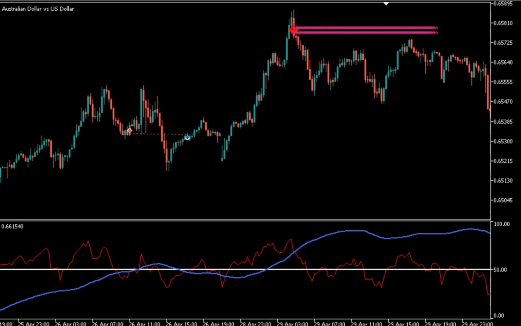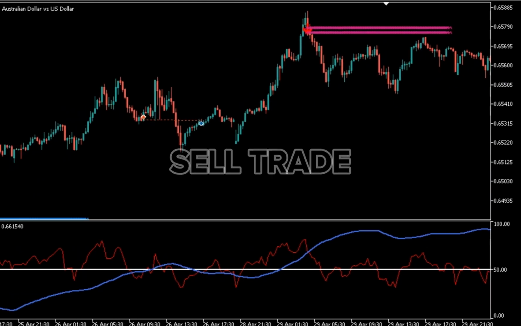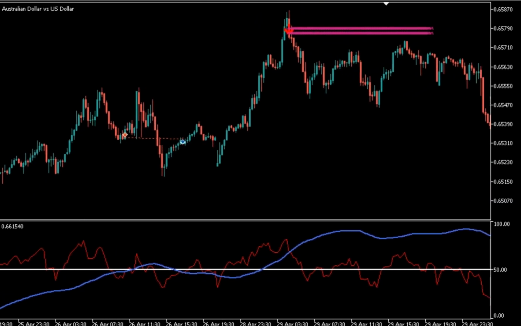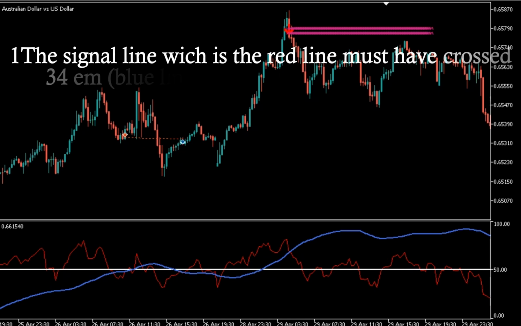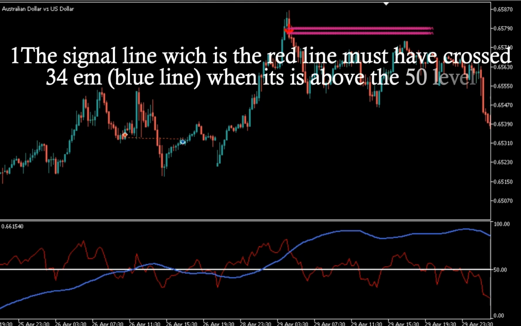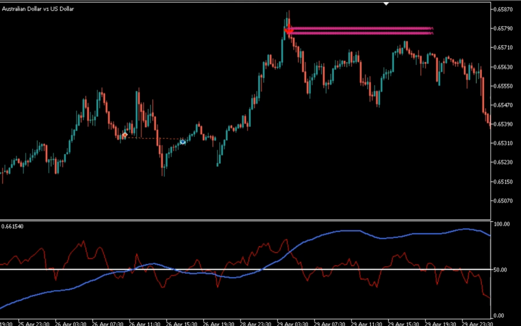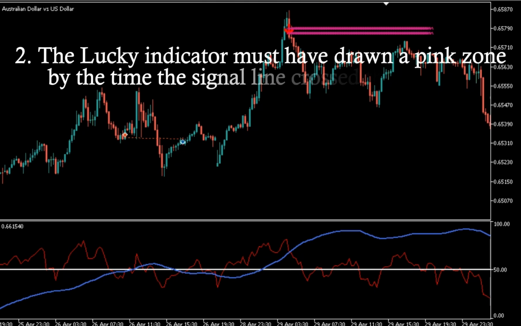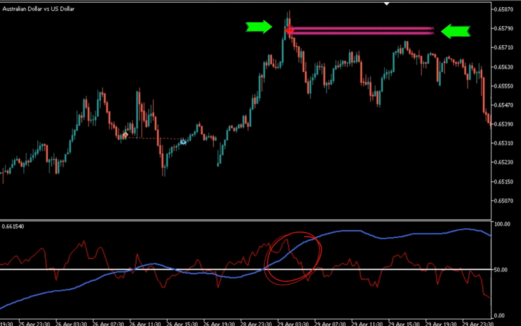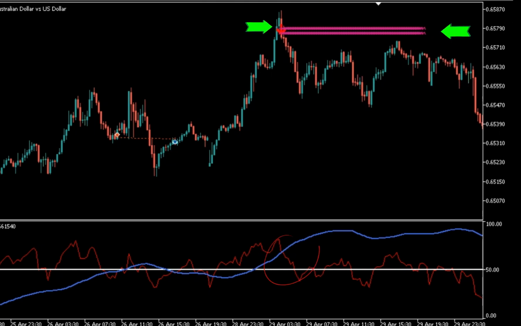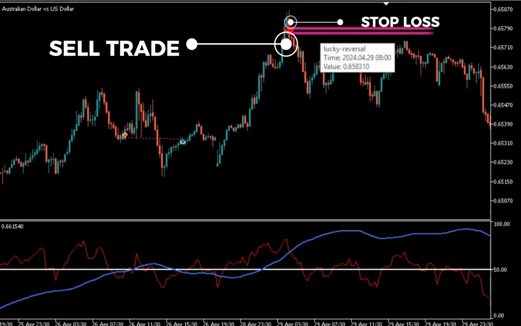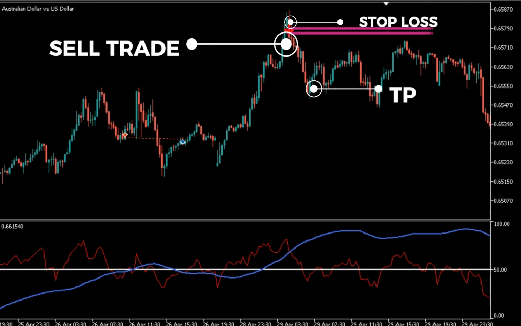So guys, let's look at a last example, which will be a sell trade. For us to take a sell trade, two conditions have to be met. The first condition is the signal line, which is the red line, must have crossed the blue line when it's above the 50 level, which happened right here. Then the second condition is the Lucky indicator must have drawn a pink zone by the time the signal line crosses the blue line, which happened right here. So if these two conditions have been met, we simply place our sell trade right here, then our stop loss above the high, then we target a 1 to 2. As you can see, price simply hit our take profit.